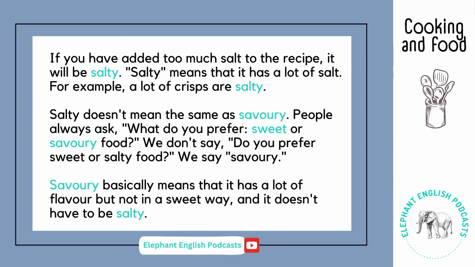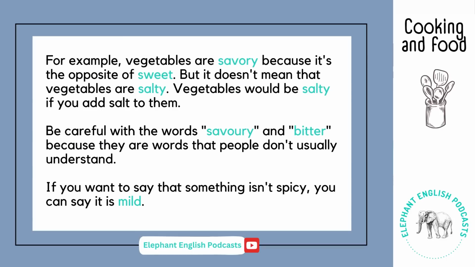Savoury basically means that it has a lot of flavour, but not in a sweet way, and it doesn't have to be salty. For example, vegetables are savoury because it's the opposite of sweet. But it doesn't mean that vegetables are salty. Vegetables would be salty if you add salt to them. So be careful with the words savoury and bitter, because they are words that people don't usually understand.